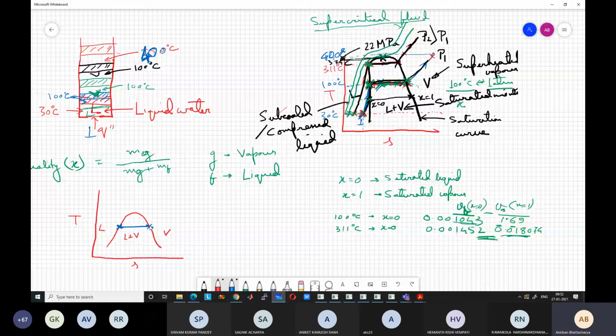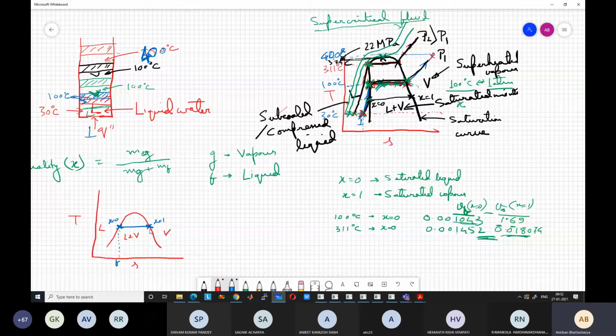So this is x equal to 0 point and this is x equal to 1 point. Okay. So this point, x equal to 0, is conventionally denoted by the subscript f. And this x equal to 1 point is conventionally denoted by the subscript g.